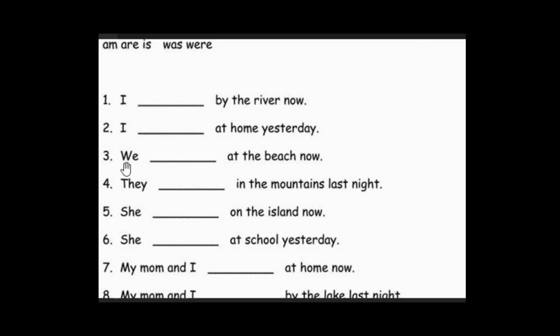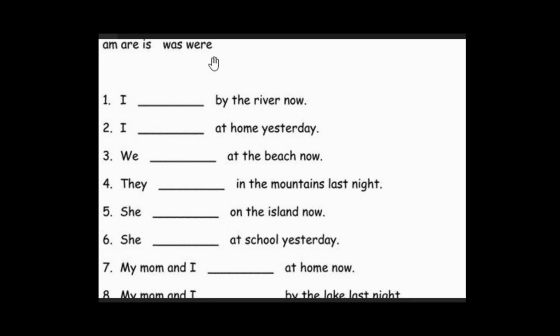Third one, "we dash at the beach now." These people are in plural form, more than one person, so we use "we". We are at the beach now. At the moment, these people are at the beach now. So we should use "are". We are, plural form, we use are, and when the subject is singular, we use is.